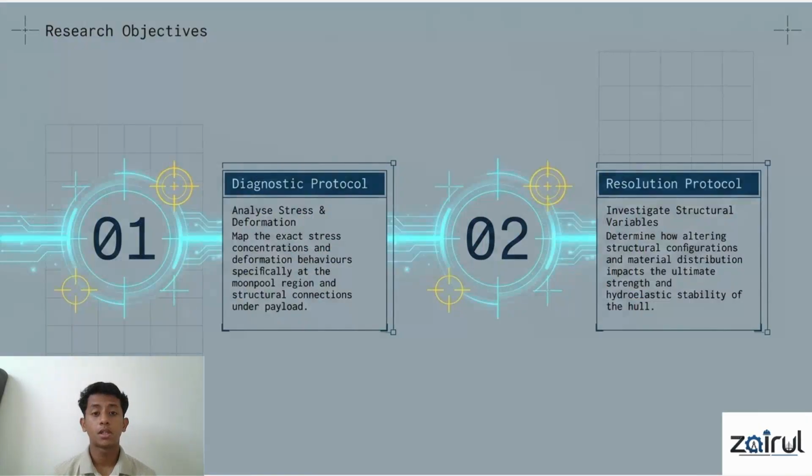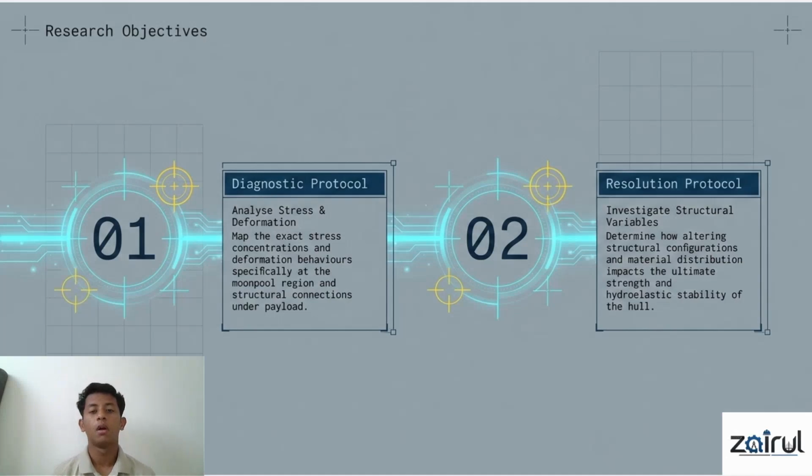About this project and study, we have two objectives. The first objective is to investigate the stress distribution around the moonpool under different loading conditions using finite element analysis. That is the first objective, where we focus on using finite element analysis to study the material behavior of the USV catamaran. And the second objective is to evaluate the structural integrity of the hull and identify possible improvements for a safer and more efficient design. The second objective is focused on improvement of the hull of the USV catamaran.